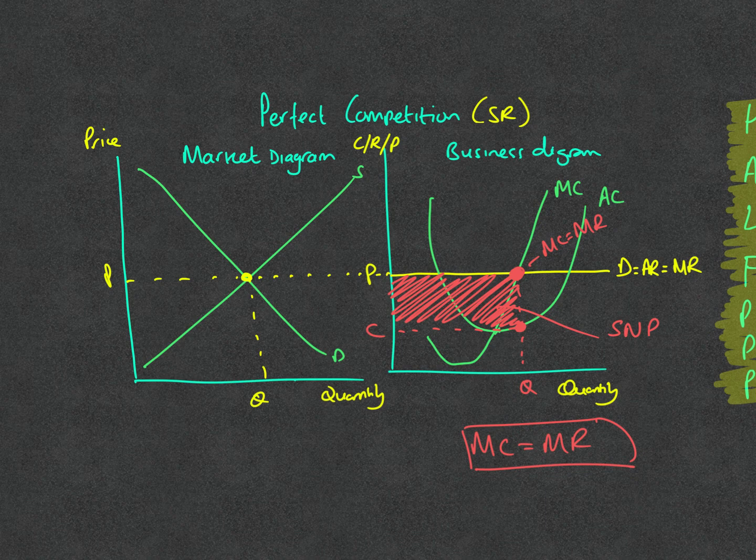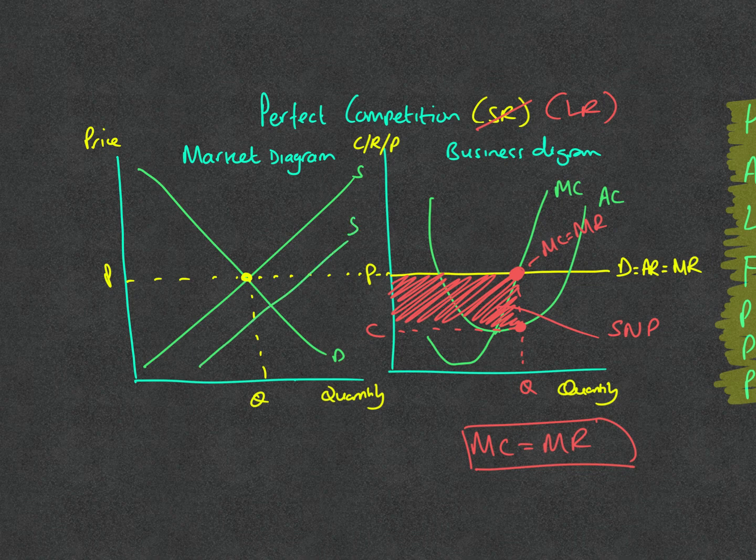supernormal profits. However, this doesn't last for long, and it doesn't last for long because in the long run, the supernormal profits act as an incentive for other firms to join the market, which they can easily do because there are low or no barriers to entry. So if we now transition into the long run, I'm going to show you the process that you need to be aware of. Clearly, if supernormal profits are being made, other firms will want to join this market and take advantage of that and exploit those profits.